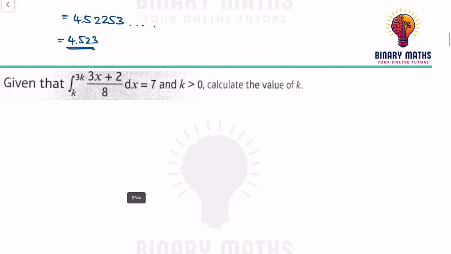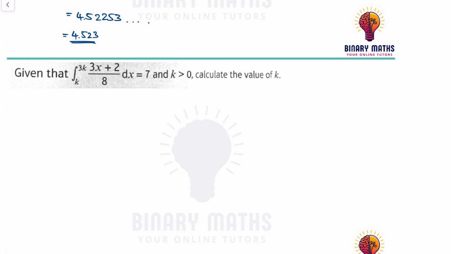Next question, which is slightly different. Given that the integral from k to 3k of (3x plus 2) over 8 dx is equal to 7 and k is greater than 0, calculate the value of k.